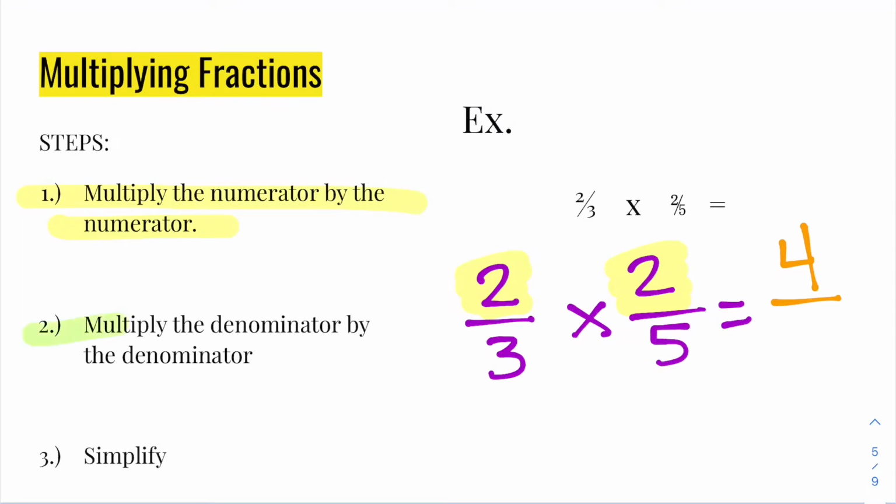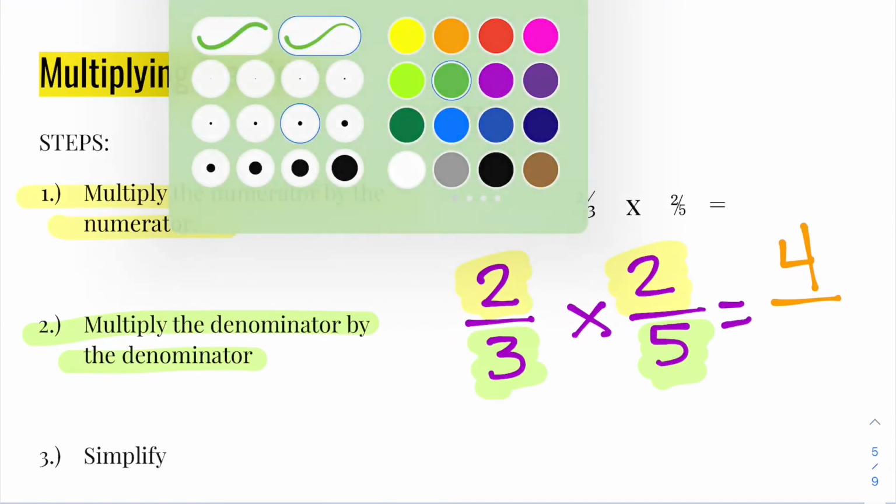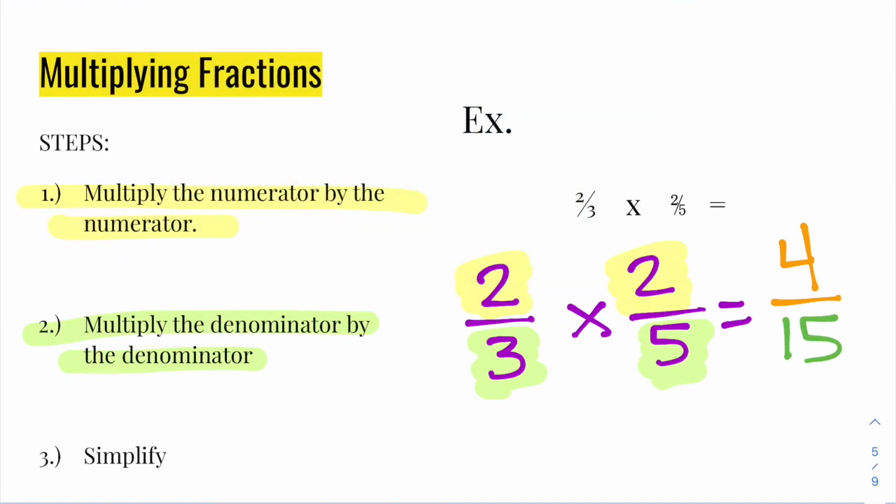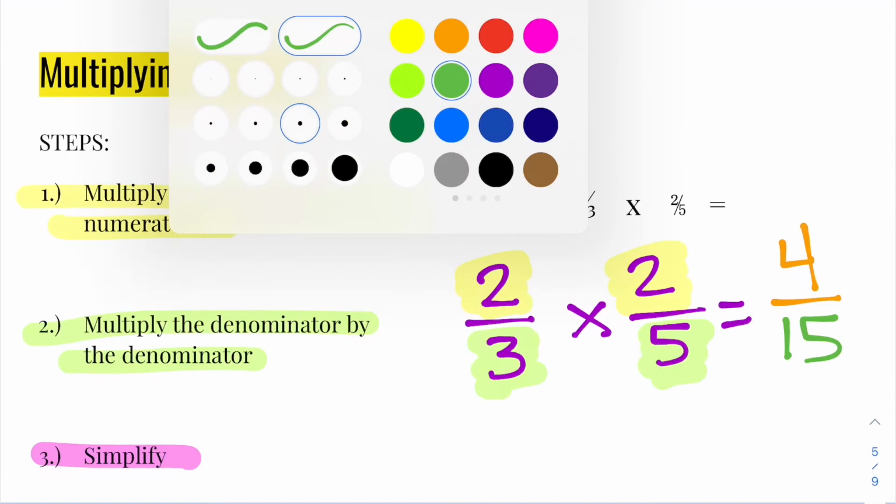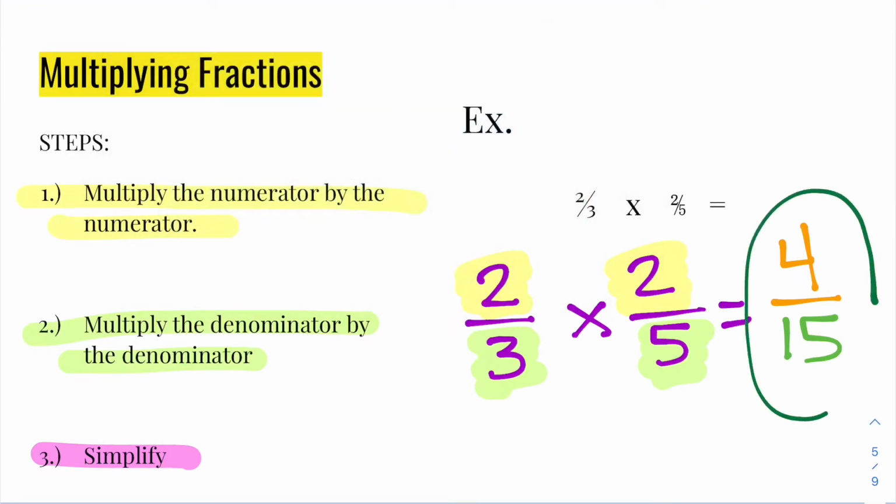The second step in this process is to multiply my denominators together. What two numbers am I going to multiply together now? Did you say the 3 and the 5? That's right. So my new denominator is going to be 15. And my last step is to simplify if needed. And my answer is 4/15. And that is as simplified as that answer can get.